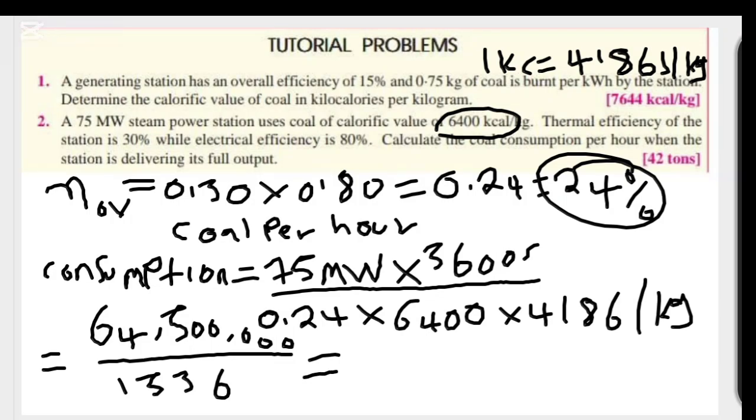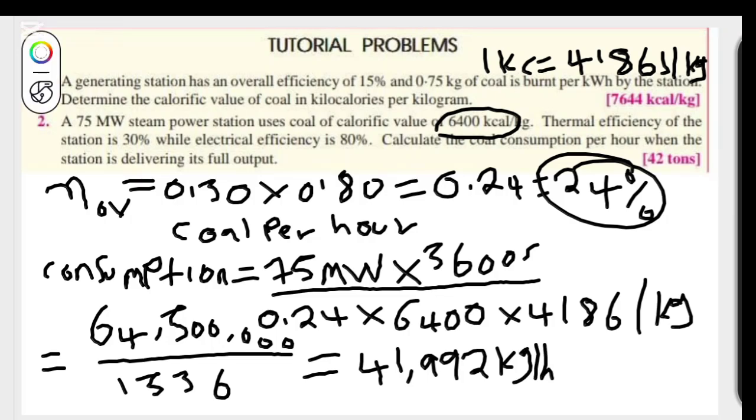So you have to take note of that. So the next thing that I'm going to do here, I have to just divide this. After dividing it, I'll get 41,992 kg per hour.